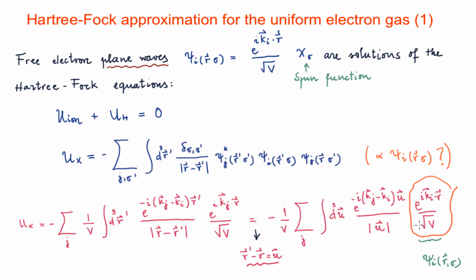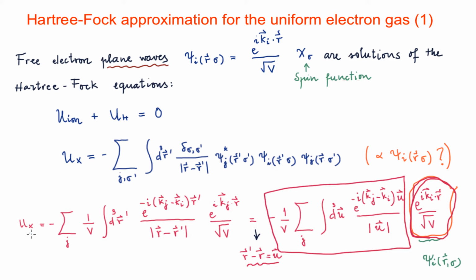You will see that doing that variable change, this term here is proportional to the Psi state. That's the Psi state, and this is the prefactor multiplying the Psi state. So we're proving in this way, and it's very interesting to see how you manipulate these equations in order to get this. We are proving that the exchange term is proportional to Psi, and therefore these plane waves are actually solutions of these Hartree-Fock equations.